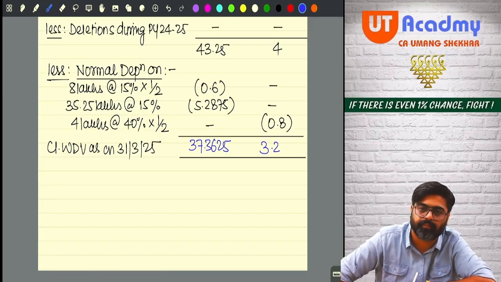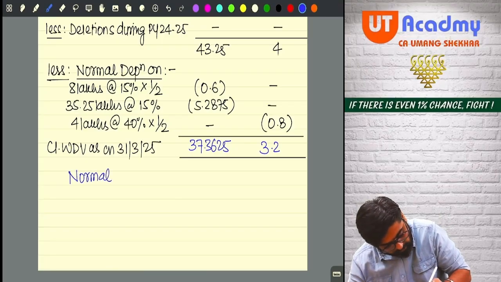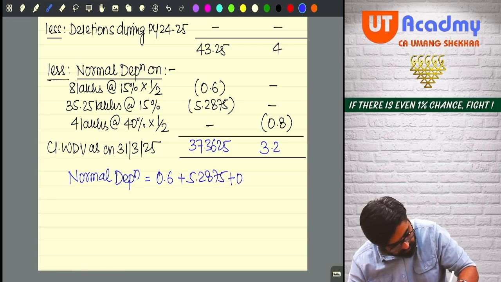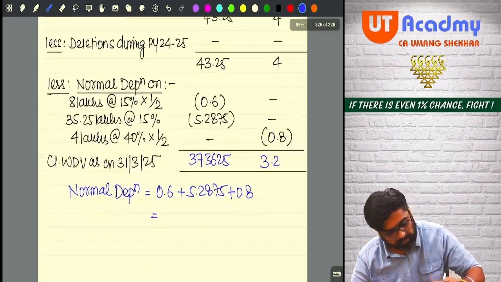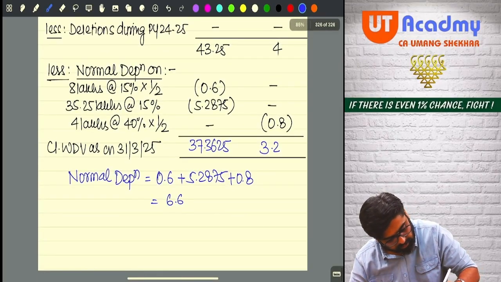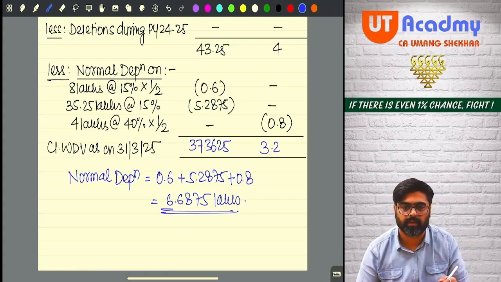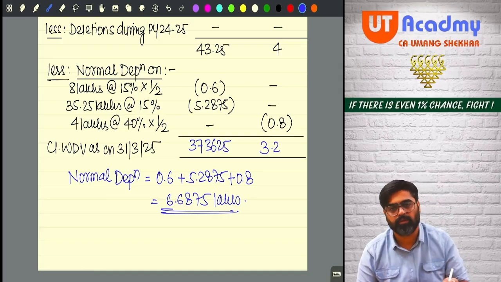3.2 lakhs. And the normal depreciation will be how much? Same, no? 0.6 plus 5.2875 plus 0.8. That will be same only, which was last time. How much? 6.6875. And this is your total depreciation also, because no additional depreciation is there. So normal is also this much and total depreciation is also this much.